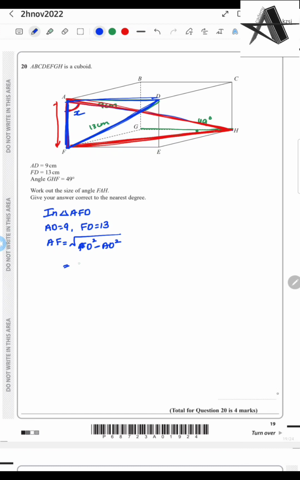So FD is 13 squared minus AD, which is 9 centimeters. So this will give us AF. I'm leaving it as it is now. Next, okay, we are done with the calculation of this one.